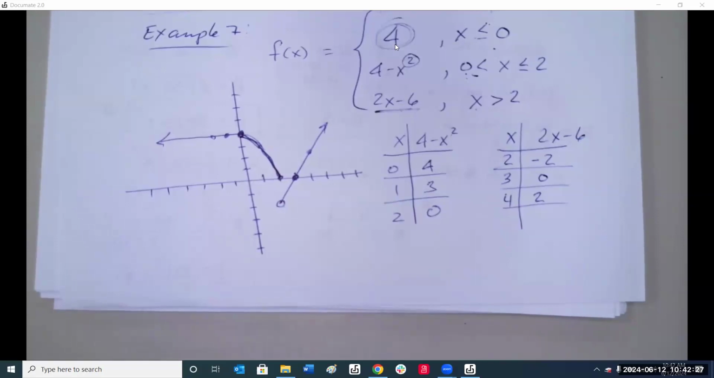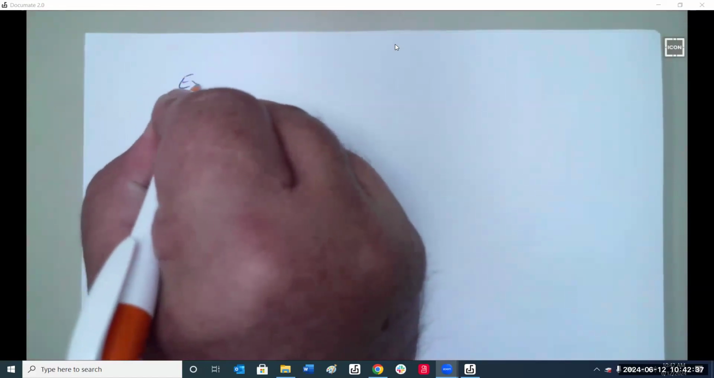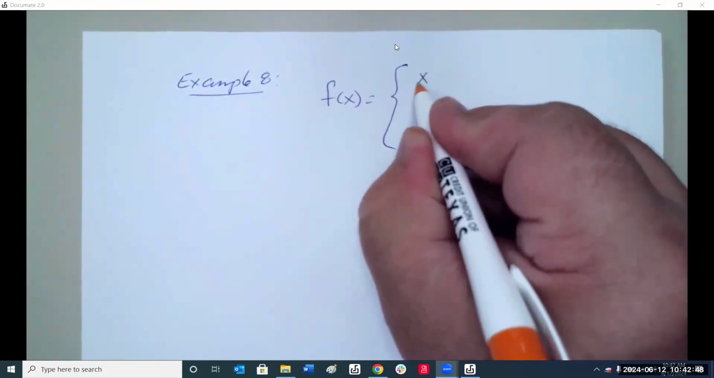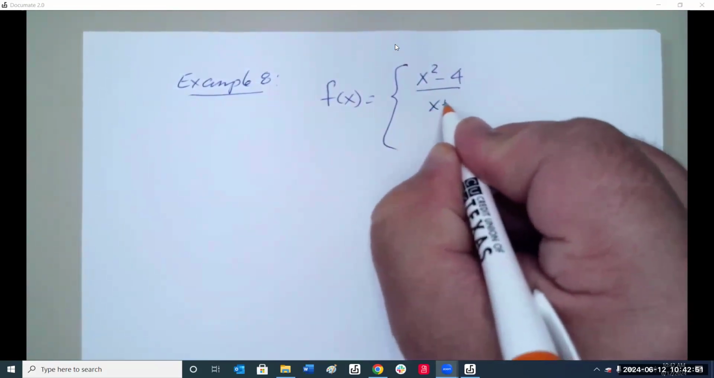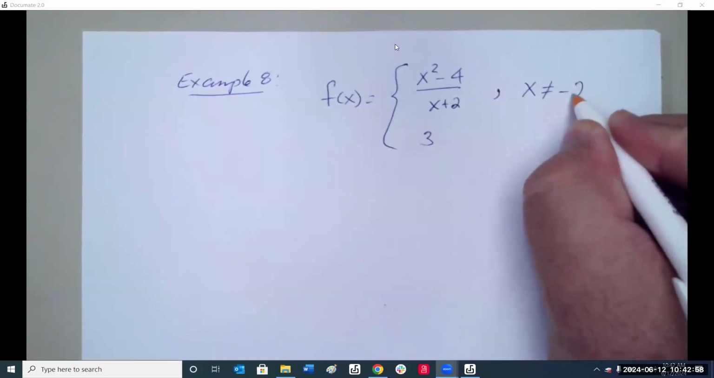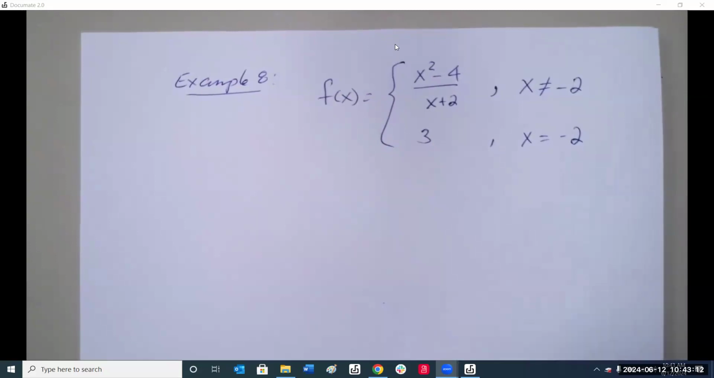Yeah, we'll skip 8. It's gonna be the same thing, but I don't want to deal with it. Well, let's look at 8. We'll do it. Example 8. F of x equals x squared minus 4 over x plus 2, when x does not equal -2, and this is when x equals -2. The reason I was thinking about skipping this one is because we don't talk about this stuff until the next chapter.